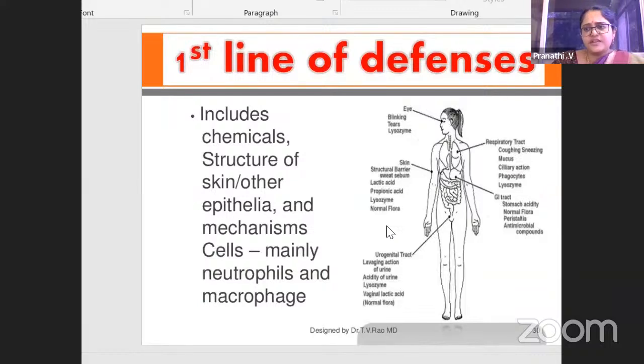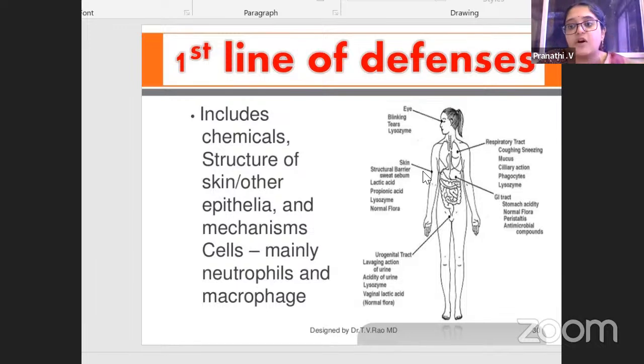So the first line of defense is always the skin. Skin is the most important barrier that is present. Then you have your tears. Tears have an enzyme called lysozyme, which protects us from different kinds of bacteria that come in, up to a certain extent.